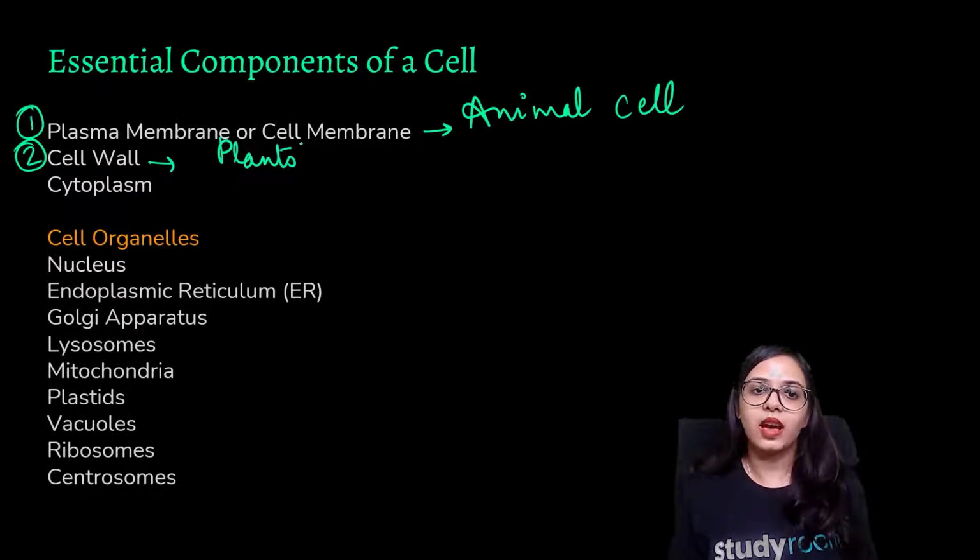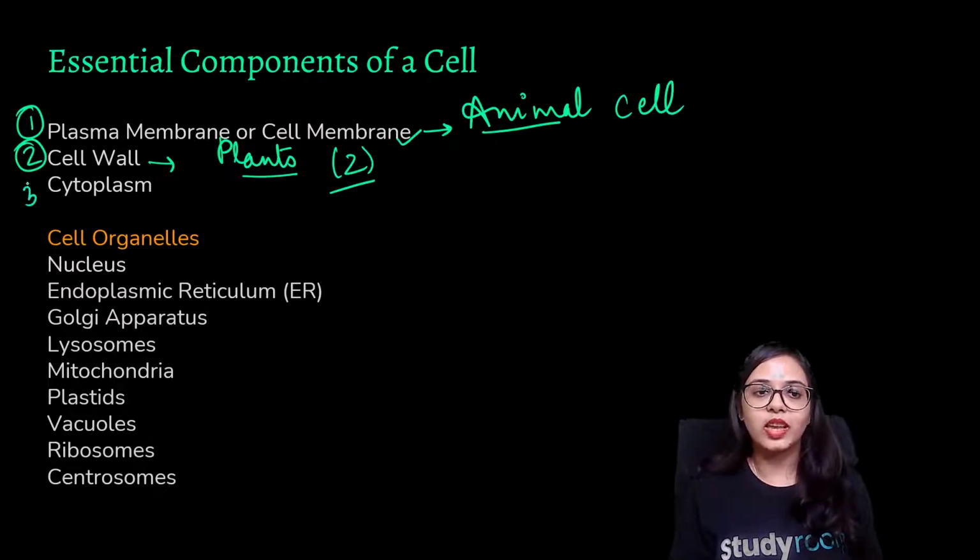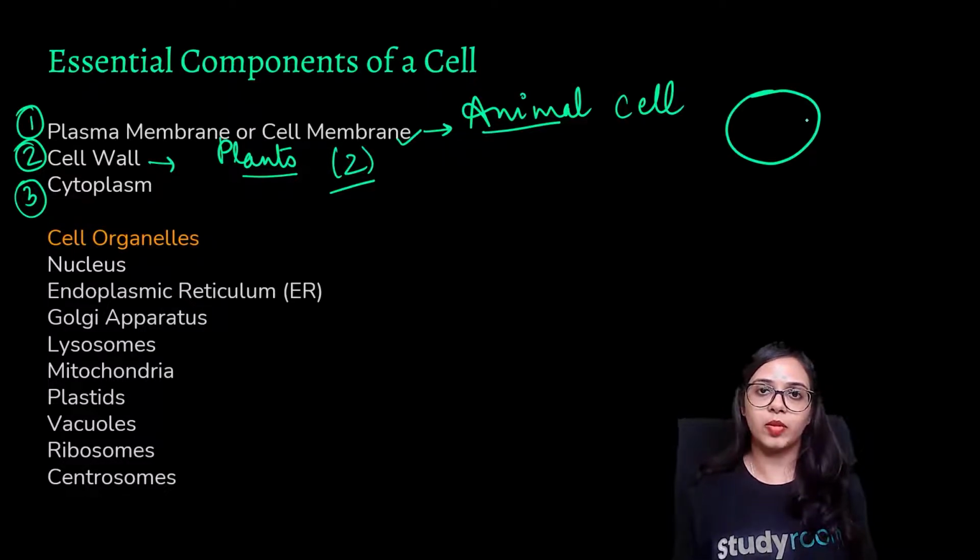So plants have a cell membrane or plasma membrane as well as a cell wall. There are two outer coverings in plants, and in animal cells we only have the cell membrane. There is no cell wall in animal cells. We have the cytoplasm, that fluid-like matrix present inside the cell membrane. Whatever organelles the cells have are embedded inside this cytoplasm.